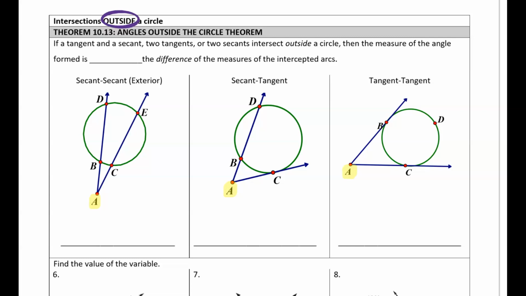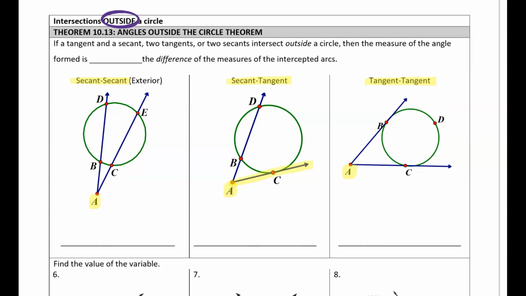So the first one is called secant secant because the two lines are secants. The next one is called secant tangent. You can see this right here is the tangent. And then we have something called tangent tangent, and you can see both lines are tangent to the circle. So regardless of the name, I need you just to notice the location of A. A is on the outside. It's two lines intersecting outside the circle.